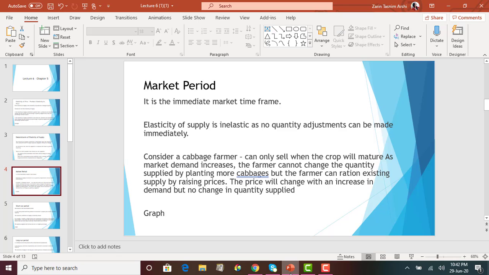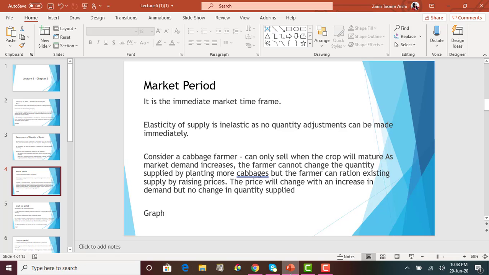In reality, in the market period, the price elasticity of supply is very inelastic. It is very unlikely that I can increase the number of water bottles I produce tomorrow and increase my output. So even though the price increases, there is very little change in my output.